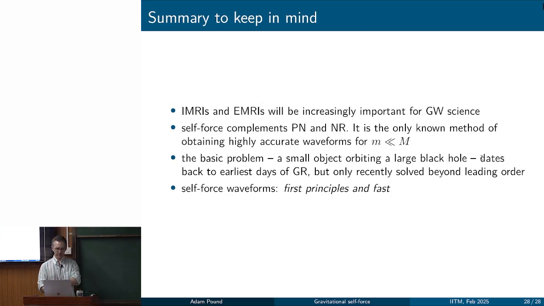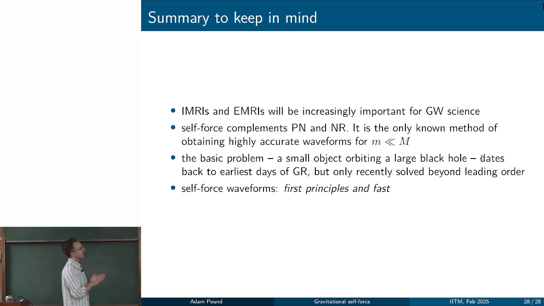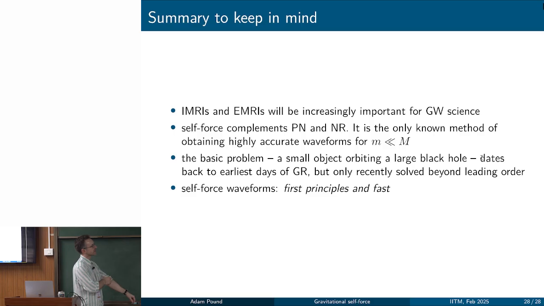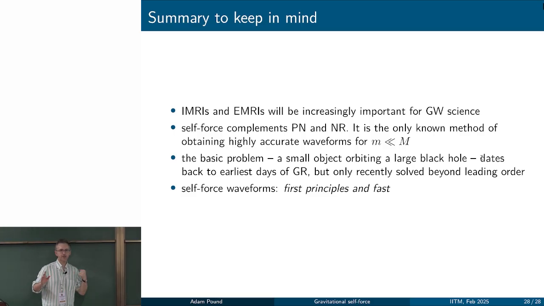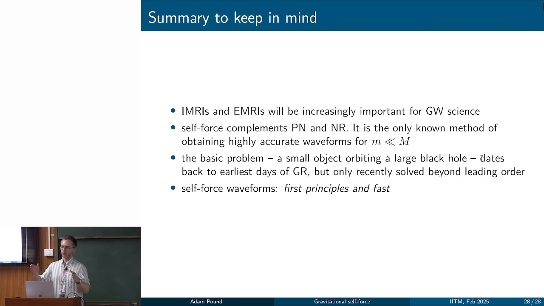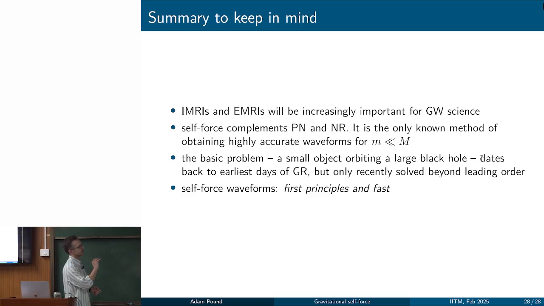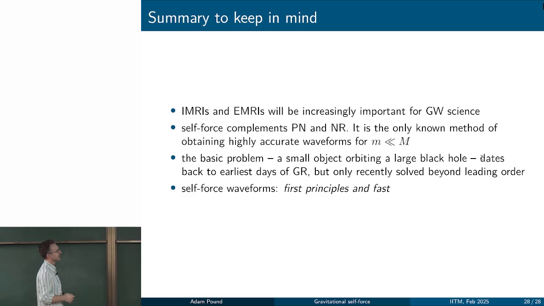Okay, so I'll wrap up there, only a little bit over time. Just some things I want you all to keep in mind while we go through lots and lots of technical details in the coming lectures. So first thing, of course, is that IMRIs and EMRIs are going to be increasingly important for gravitational wave science. And actually, to give you a sense of the time scale, the LISA mission wants realistic waveforms from the modeling community by 2030. We're not going to have realistic waveforms to give them by 2030, but that's what they want. So it's actually not 10 years away that we need these waveforms. It's very, very soon.